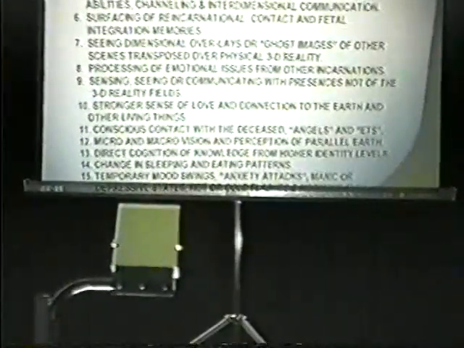Okay? You'll also get same-dimensional overlays, or ghost images of other scenes transposed over physical 3D reality, where you might be standing there and all of a sudden you see a whole other scene, like a ghost image, right in front of you. Oh boy, I'm hallucinating. It's not a hallucination. You are beginning to pick up the reality fields that are in different harmonics or different frequency bands. It's perfectly natural, and it stabilizes after a while. It's just when it first starts, it's really hard to blend those two spaces.